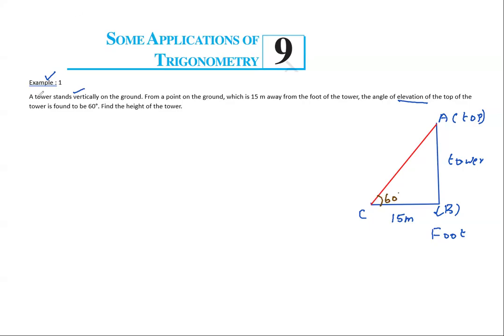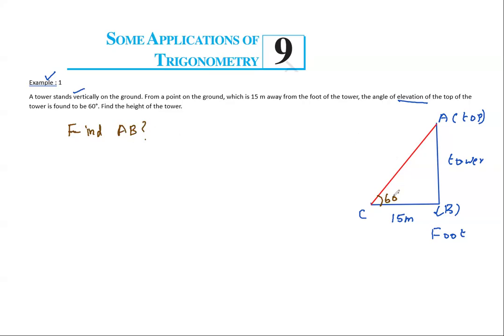Okay, let me say it from the first. A tower stands vertically on the ground. So AB is the tower. From a point on the ground, some point on the ground, I name it C, which is 15 meter away from the foot of the tower. From the foot of the tower, C is 15 meter. Next, angle of elevation, looking upward, looking upward at the top of the tower, is found to be 60 degree. Find the height of the tower. So height of the tower, we have to find AB.